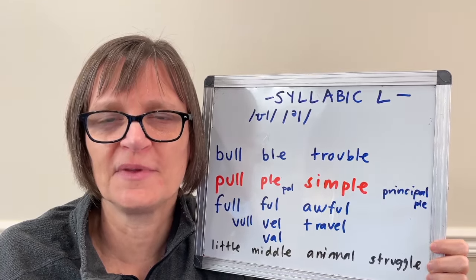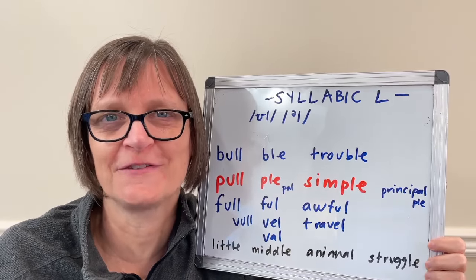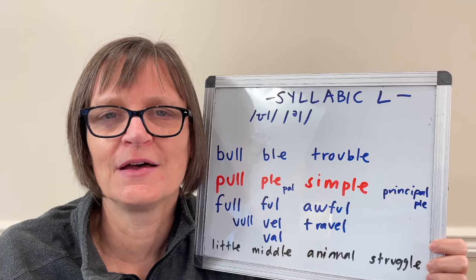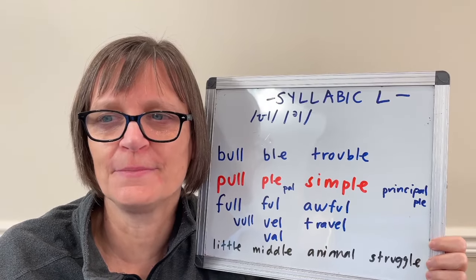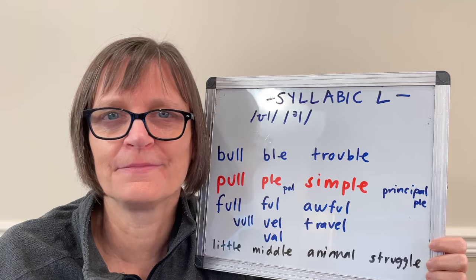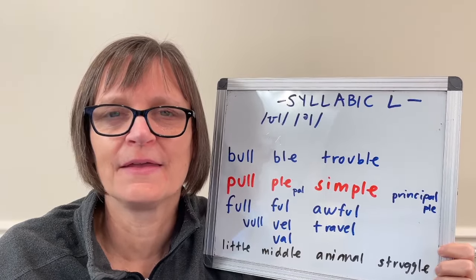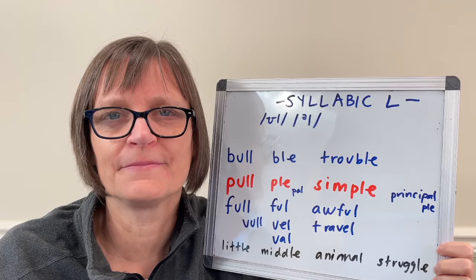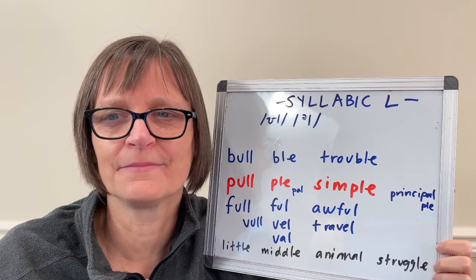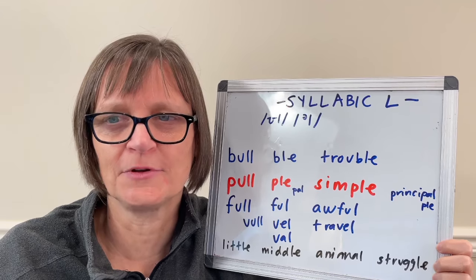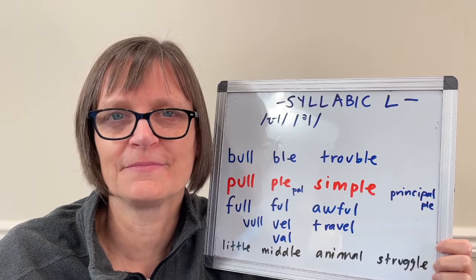Let's keep going with BLE words. I won't model the shaping, but slow down and use that shaping if it's helpful for you. Reliable, enjoyable, remarkable, incredible, understandable, accessible, adaptable.